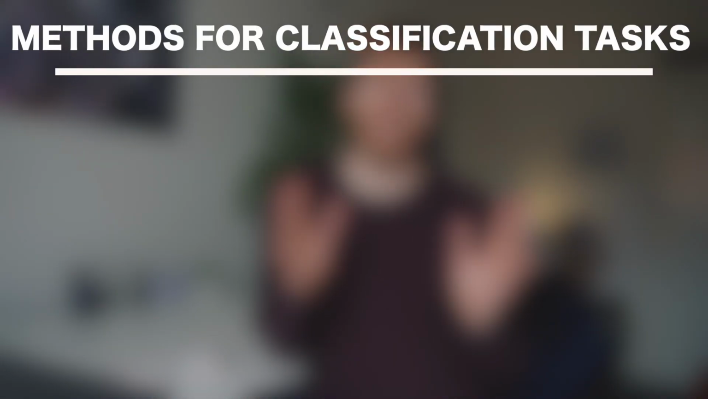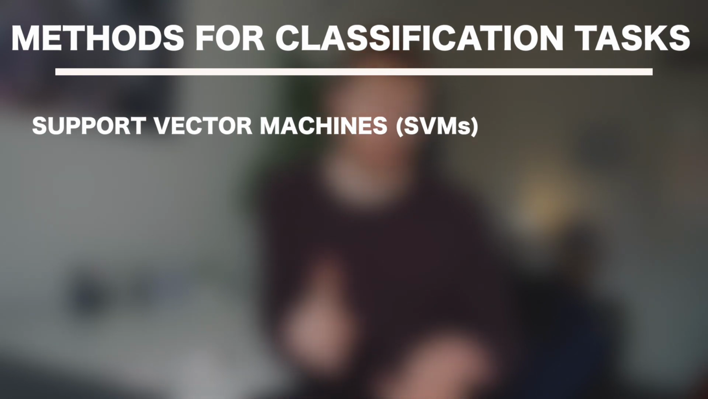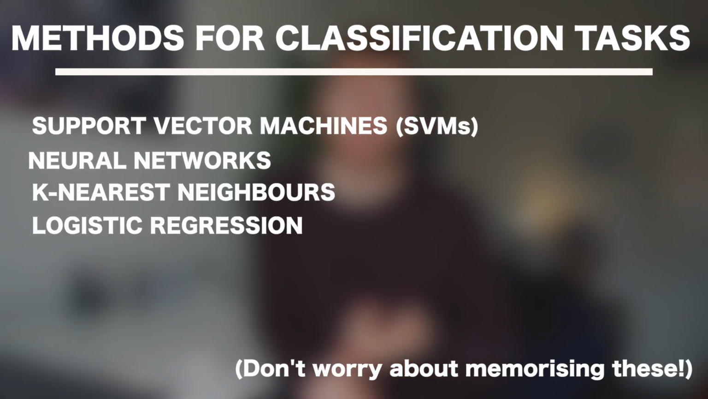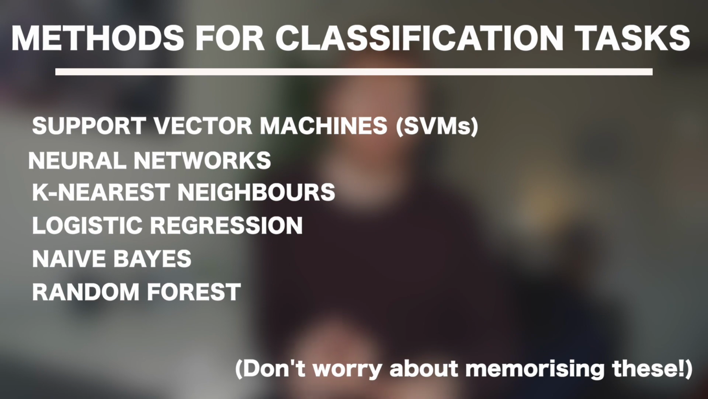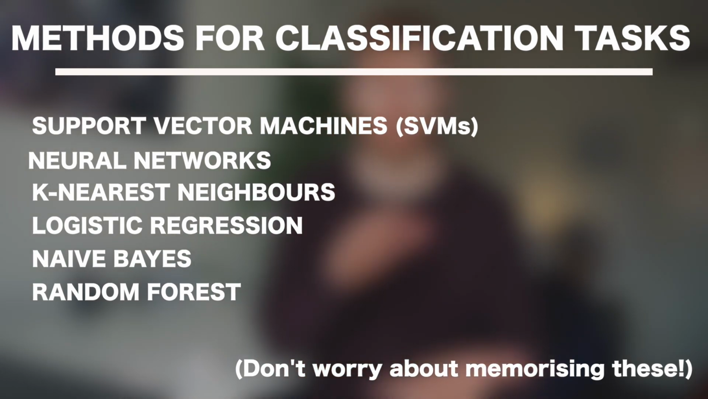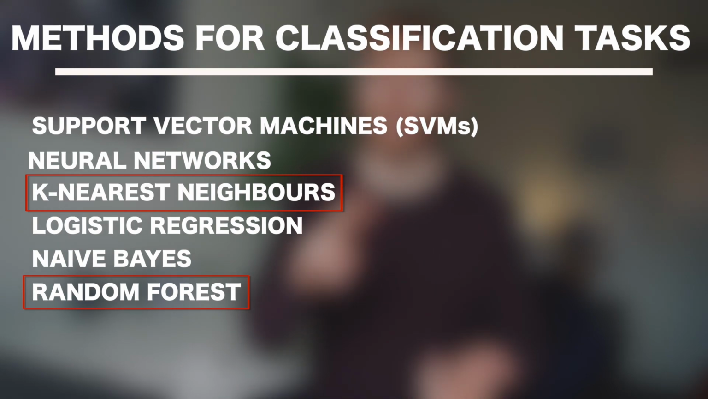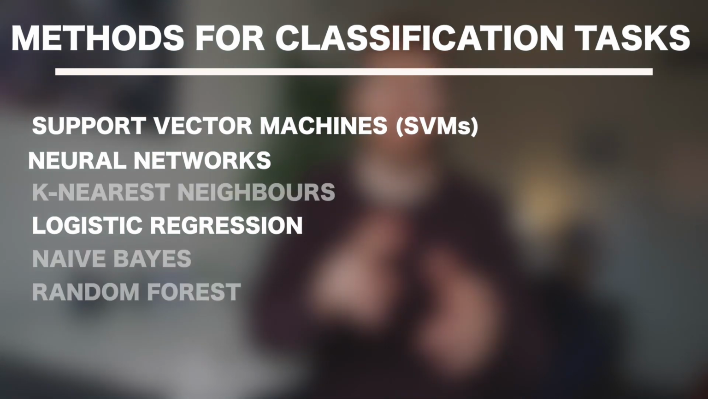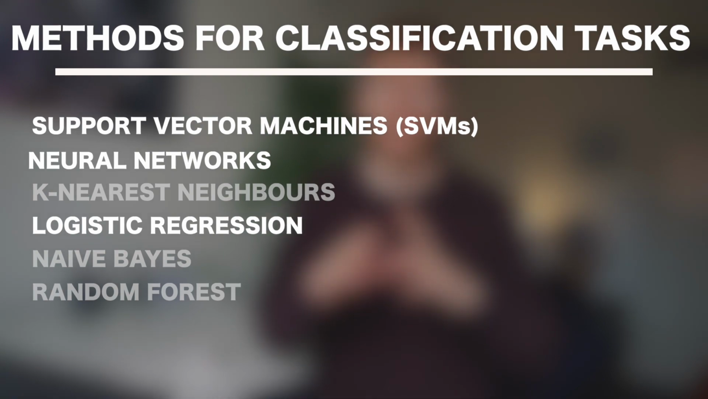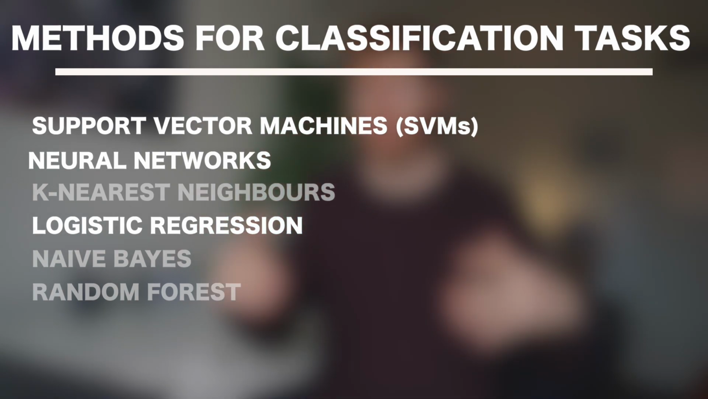And so if we look, for example, at classification mechanisms, then some common classifiers are support vector machines, neural networks, k-nearest neighbors, logistic regression, naive Bayes, and random forest. And within those, some of those will have their own mechanisms of learning. So for example, k-nearest neighbors does, random forest does, naive Bayes does, but the other ones, logistic regression, support vector machines, neural networks, they all use a shared learning approach, which is something called gradient descent.